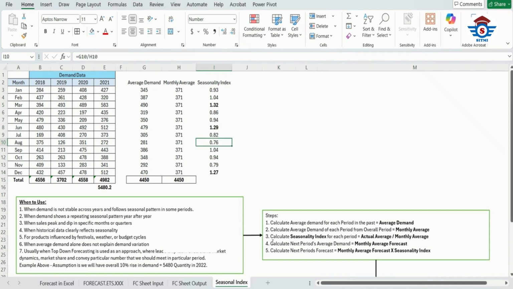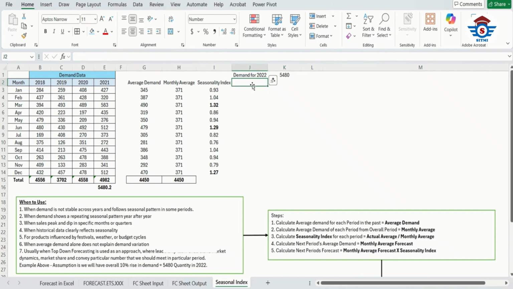Now let's move to the next calculation, step 4, which talks about calculating next period's average demand, that is equal to the monthly average forecast. What is told to us is that the demand for 2022 will be 5,480 quantity throughout the year. This is basically our end goal, to understand how much demand will be throughout the year. Now we have 5,480 units as our 12 months expected demand.